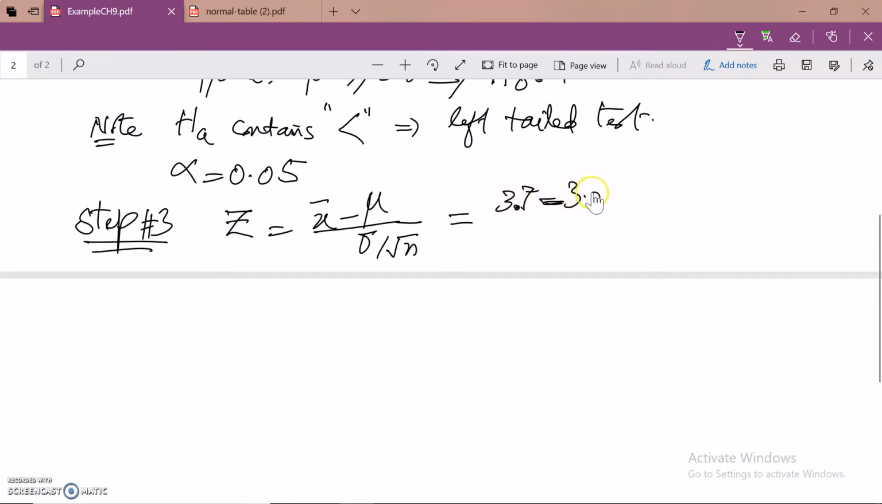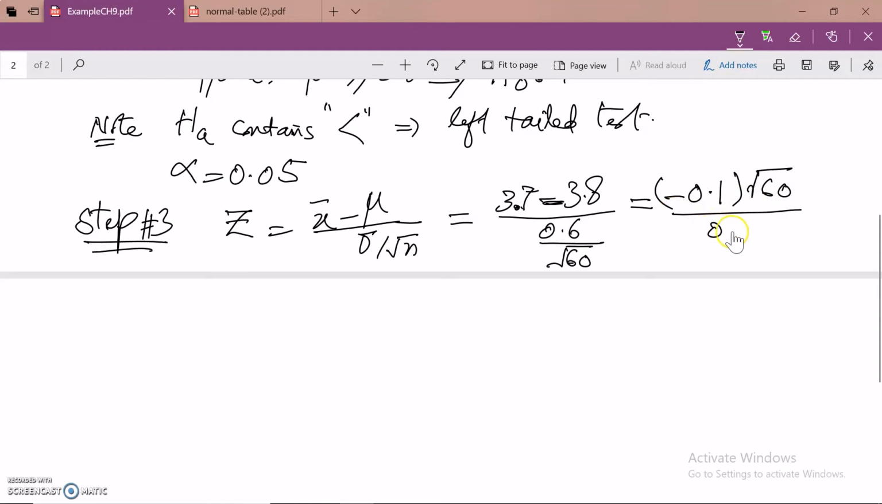minus 3.8 divided by sigma, which was 0.6, over the square root of the sample size, which is 60. If I simplify all this stuff, this is a minus 0.1. It makes life better if I write it like this. In my practical experience, students have difficulty when they have a fraction of a fraction. So if I write this expression as keep it, change it, and flip it, it is easy for the students. So I ask you to pause this video and see what answer comes out.